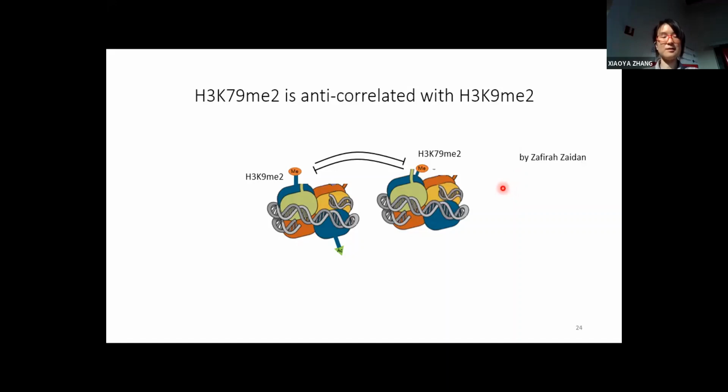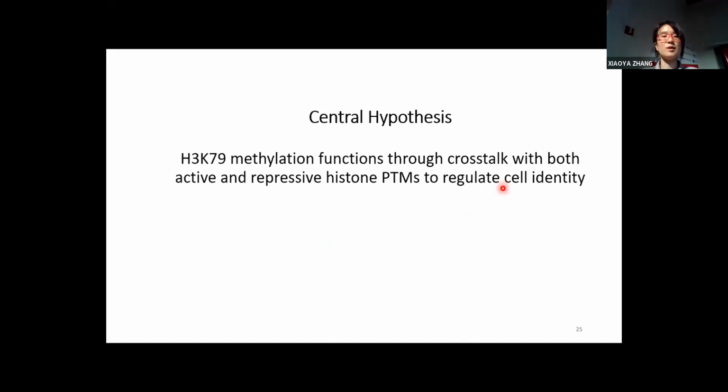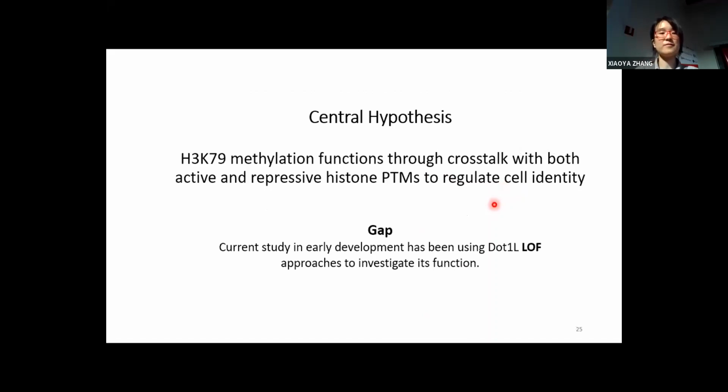So this background led us to my central hypothesis, where K79 methylation can function through crosstalk with both active and repressive histone modifications to regulate cell identity. Unfortunately, current studies in early development have been using DOT1L loss-of-function approaches, like inhibition, knockout, and knockdown, to investigate this function. To fill this gap and study the direct interactions, I applied a novel gain-of-function approach.